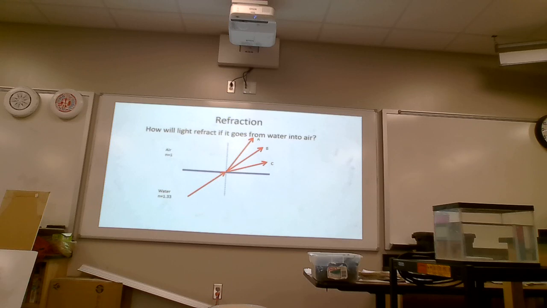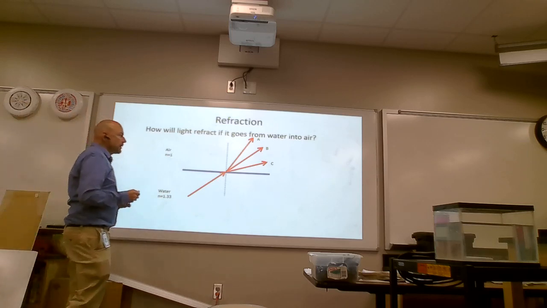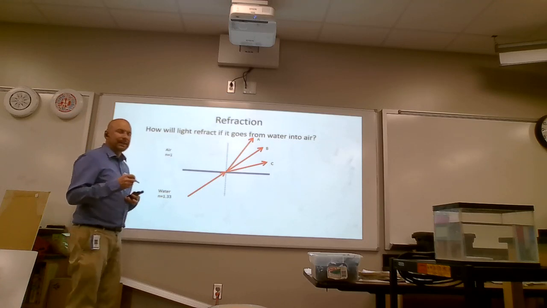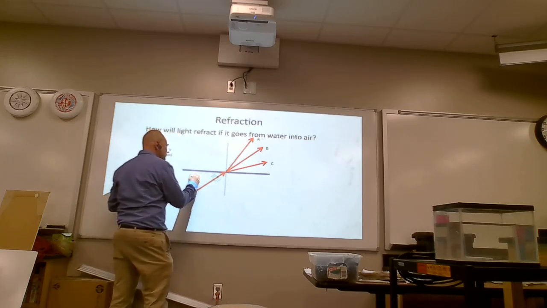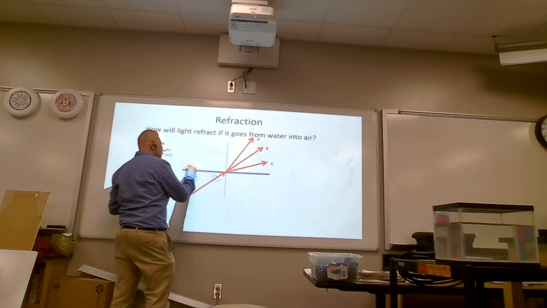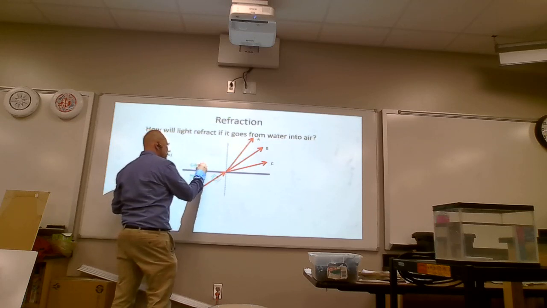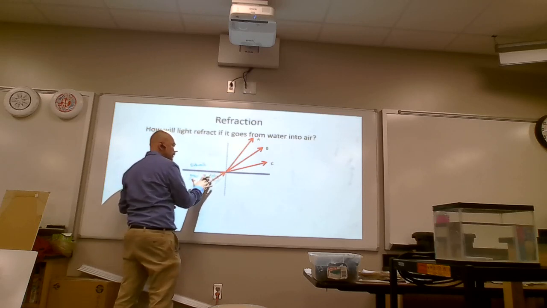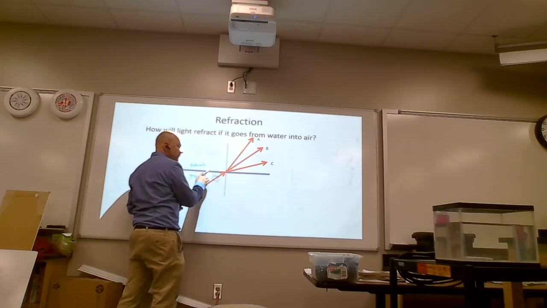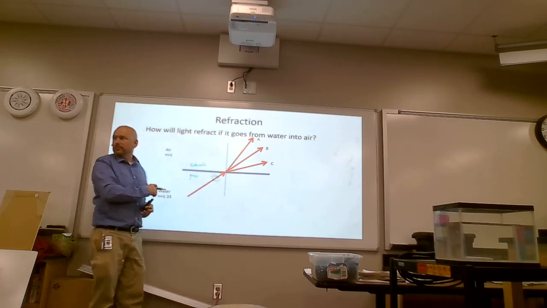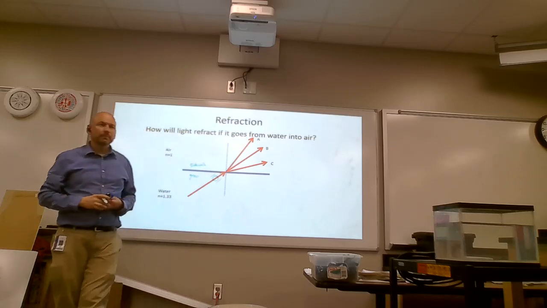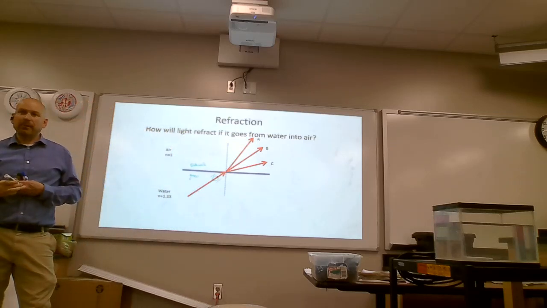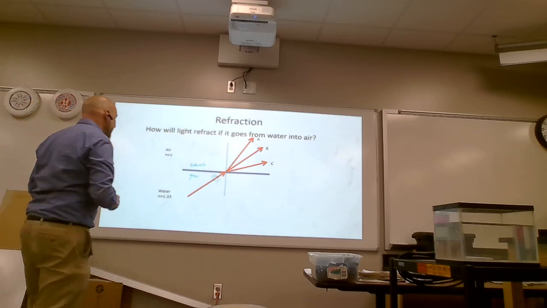Tell your neighbor. Correct answer is C. Here's the wheelchair analogy. You're going from the grass, slow, to the sidewalk, faster. As you go from the grass onto the sidewalk, this wheel is going to speed up faster sooner. That makes sense? Okay. C is the correct answer.